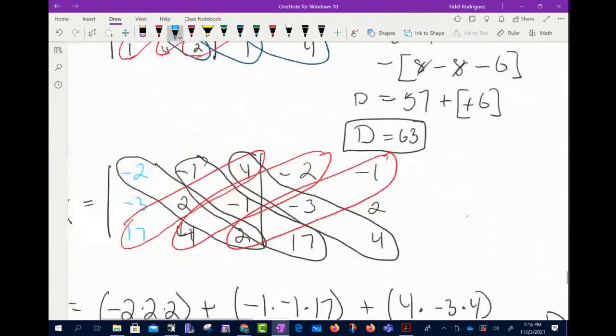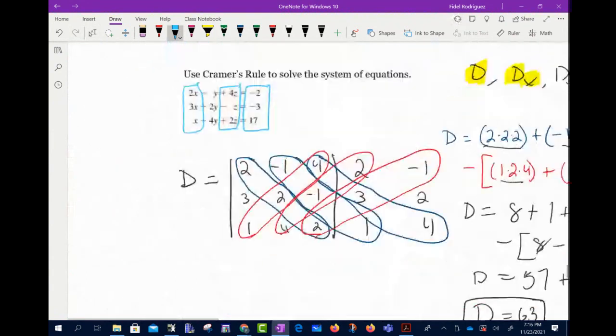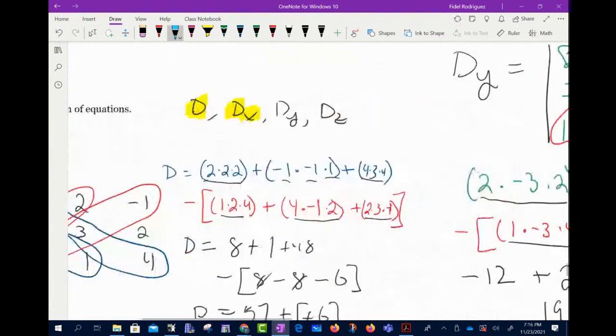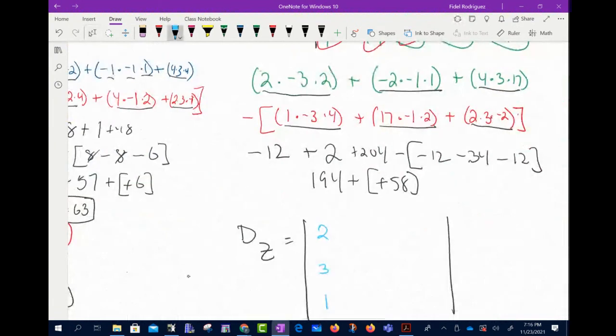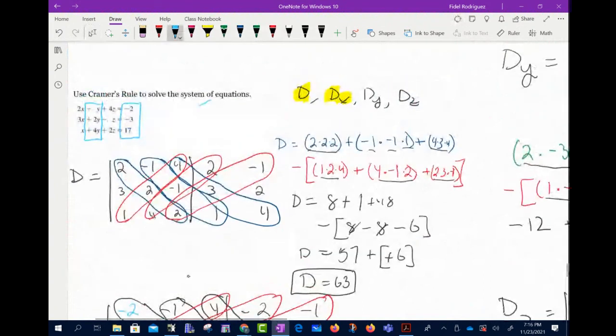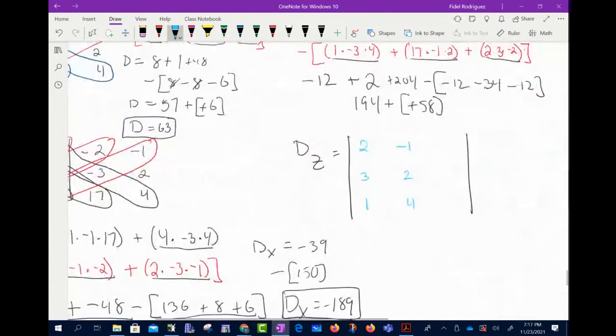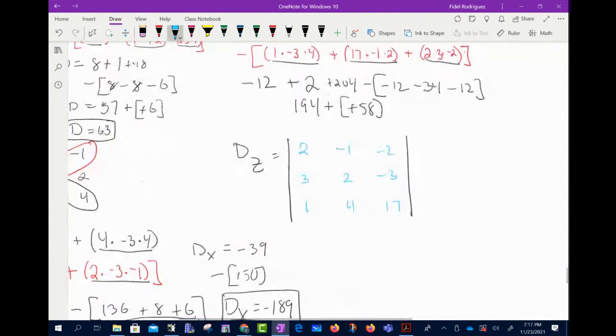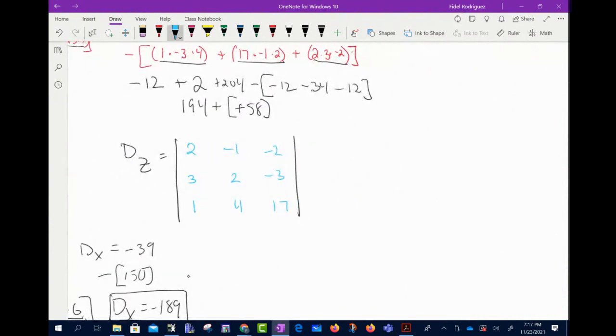2, 3, and 1. And then my second numbers are still going to be the numbers that I have in the middle, which are negative 1, 2, and 4. Let me write that here. And now my last numbers are going to be these right here: negative 2, negative 3, and a positive 17, okay? And then just like we did before, we're going to copy the first two columns down.